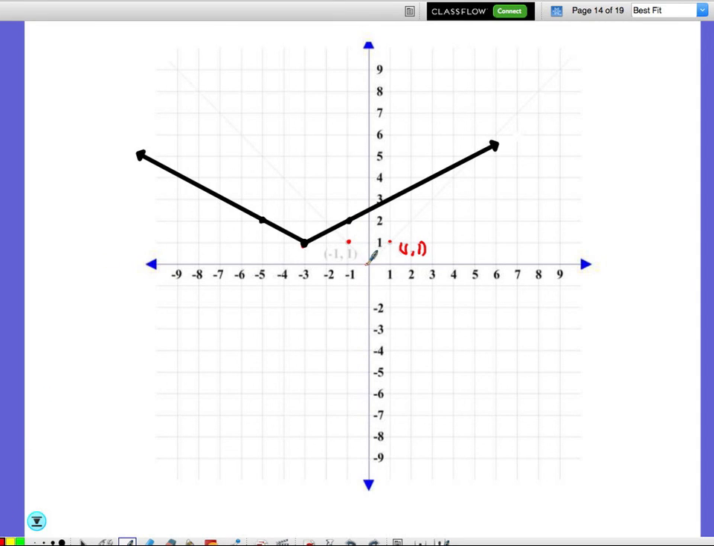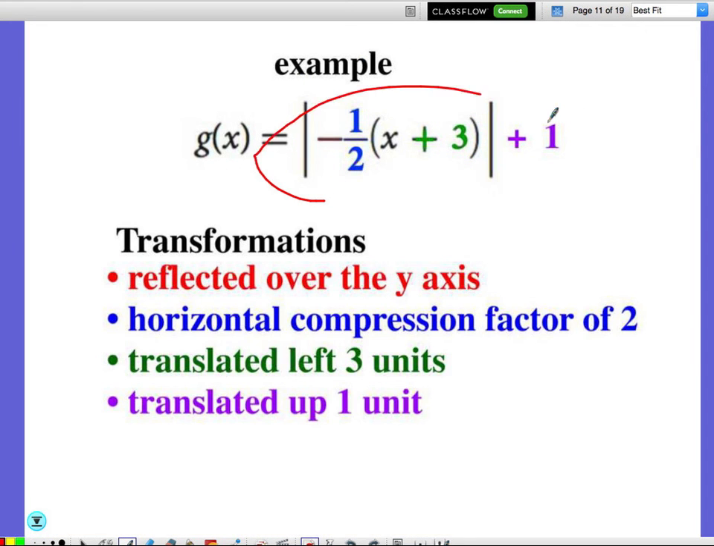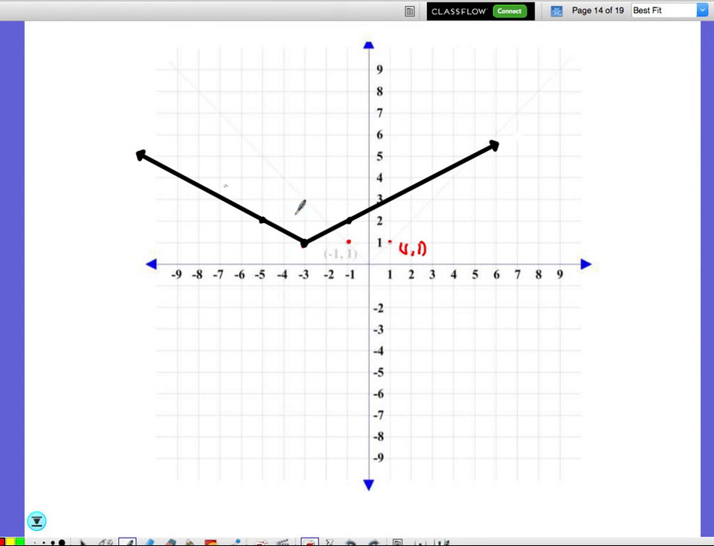So as you can see, here is my parent function in red. And going all the way back to my function, here's the function right here. This function, through all the different transformations, created this new absolute value function right here. And we have those 3 points.